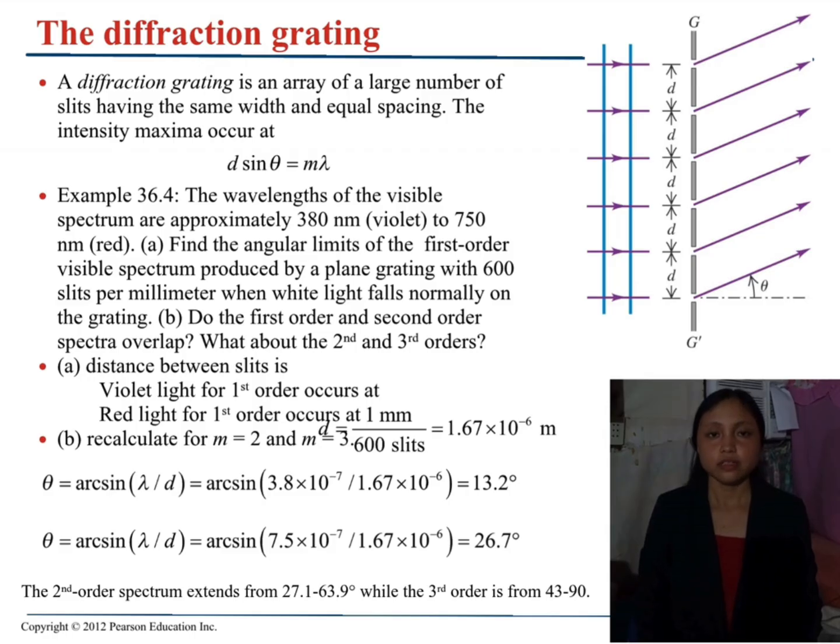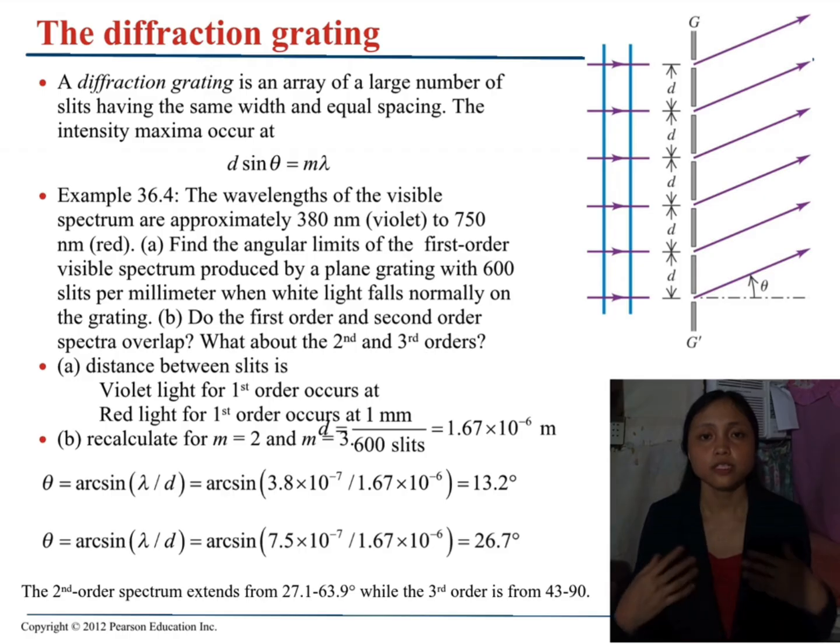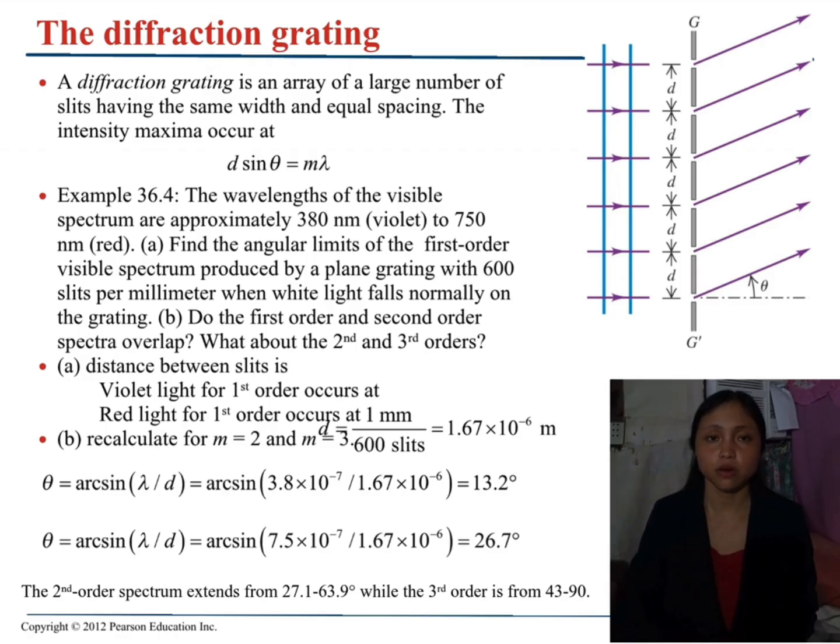A diffraction grating contains thousands of equally spaced slits. The condition for bright maxima is shown in the slide, where d is the slit spacing, m is the order number, and lambda is the wavelength, wherein the different wavelengths appear at different angles. Because of this, diffraction gratings are excellent tools for separating light into component colors.